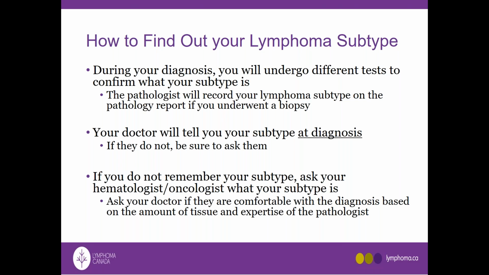Your doctor and your oncologist should tell you your subtype of diagnosis. If they do not, be sure to ask them. And if you do not remember your subtype, do ask your hematologist or oncologist again, as the resources you access or the information you look for is quite specific to that.